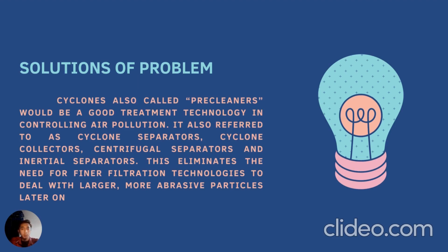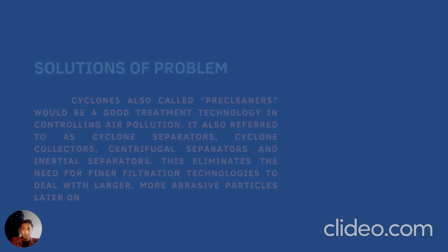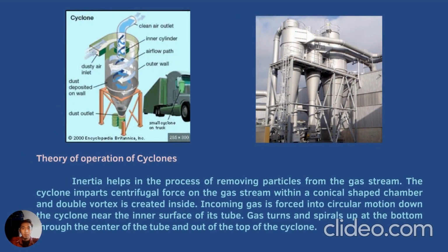Cyclones, also called pre-cleaners, will be a good treatment technology in controlling air pollution. They are also referred to as cyclone separators. And it also eliminates the need for final filtration technologies to deal with larger, more abrasive particles later on. As you can see here, this is the common cyclone that our factories in Malaysia commonly have.